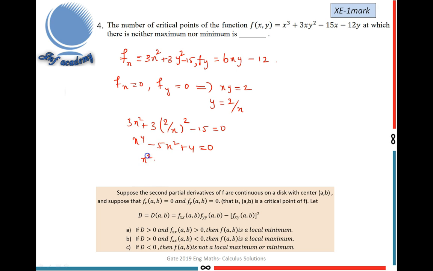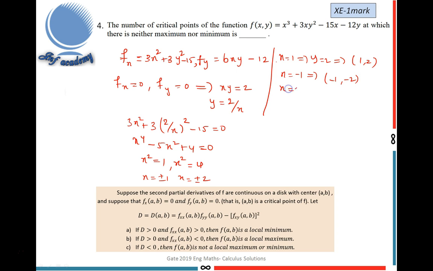Solving this, we get x square equal to 1 and x square equal to 4. So x equal to plus or minus 1 and x equal to plus or minus 2. These four values are the solutions of this equation. Substitute x equal to 1. I got y equal to 2. So the point is 1 comma 2. Similarly, I substitute x equal to minus 1. I got y equal to minus 2. The point is minus 1 comma minus 2.